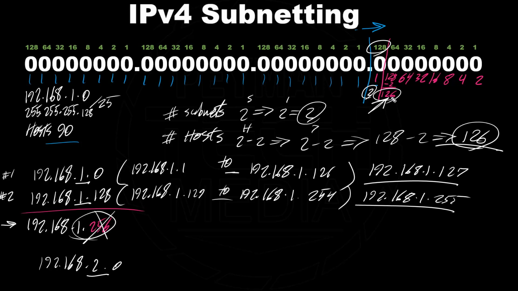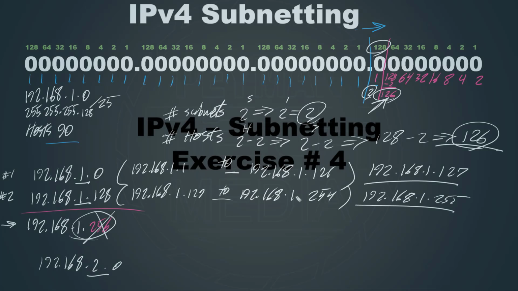Therefore, again, with the standard notation of 25, we will have 255.255.255.128 subnet mask. That's a classless subnet mask. It's not a default subnet mask. We will have two subnets, and in each subnet we can have a total of 126 available IP addresses per subnet.